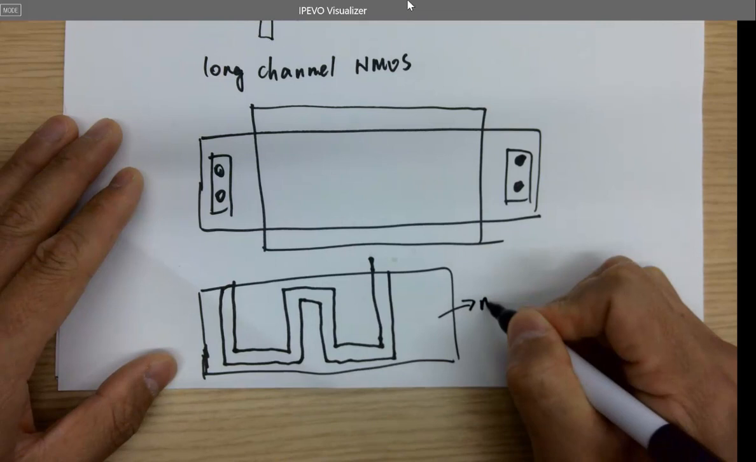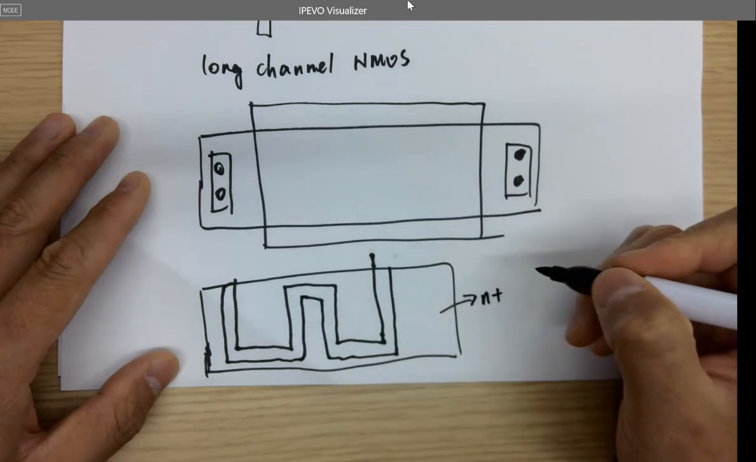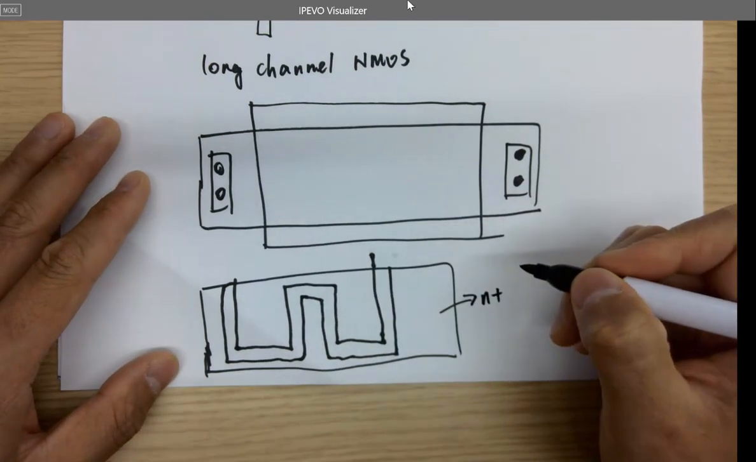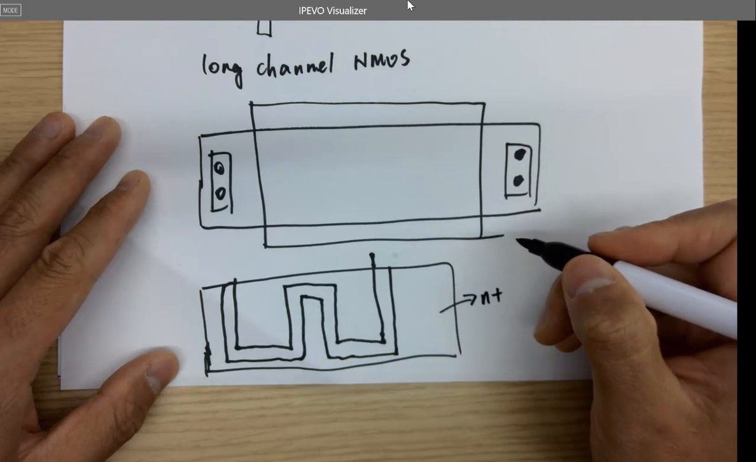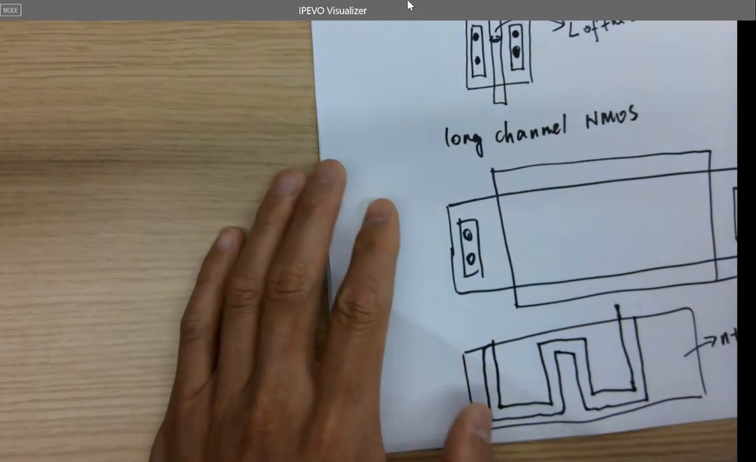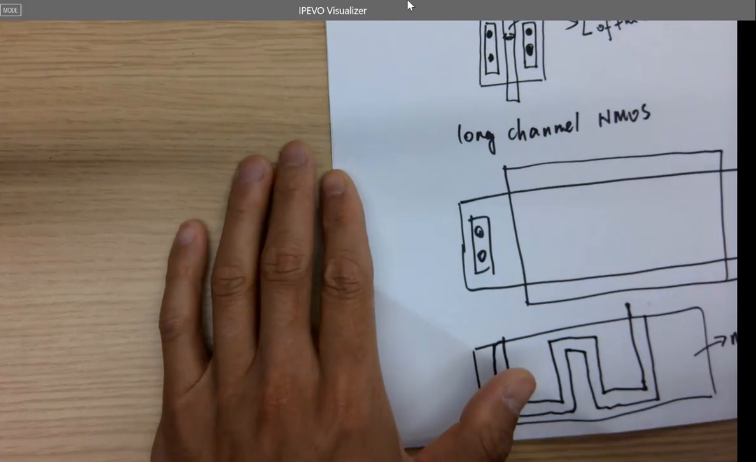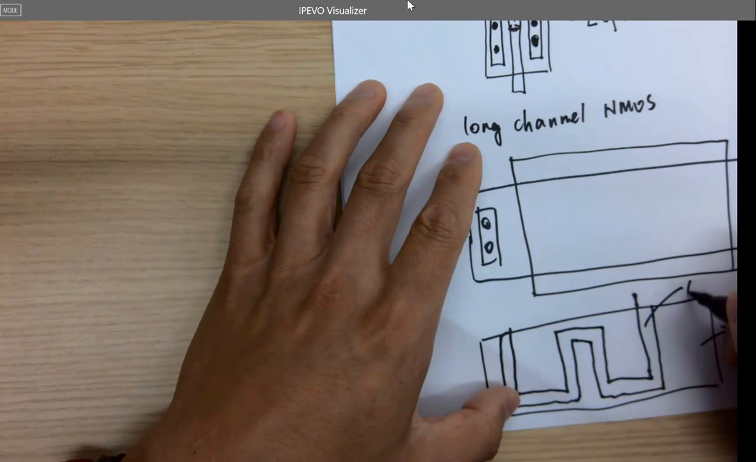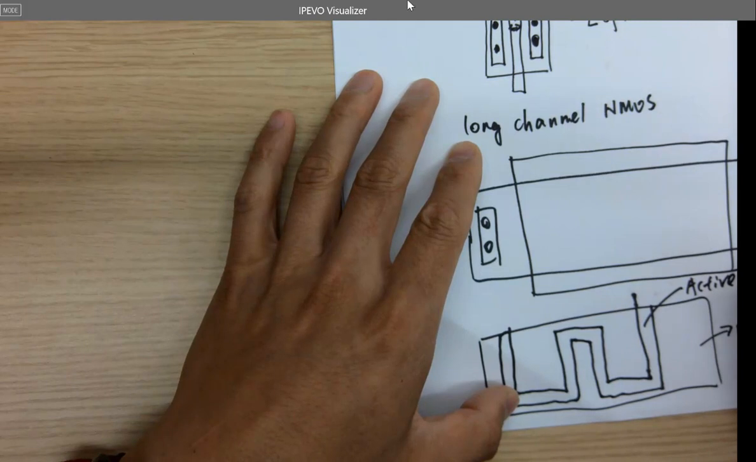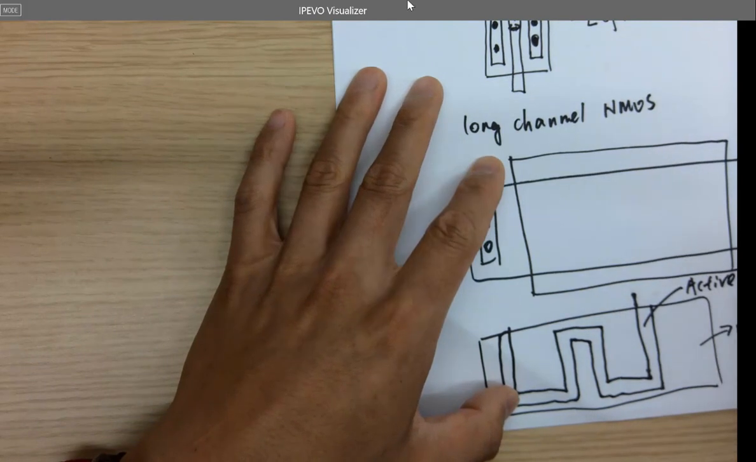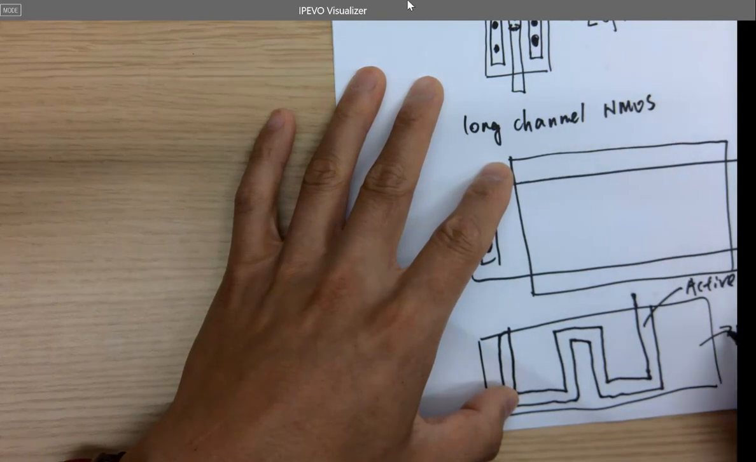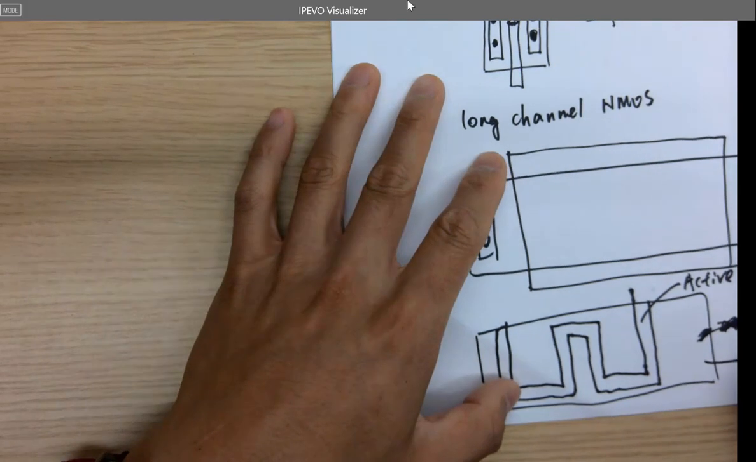So this is still the N plus. Okay. Let me see if this is right. Actually not. So this is the active or the diffusion, or N plus in the case of CMOS. And the entire thing here is poly or gate.